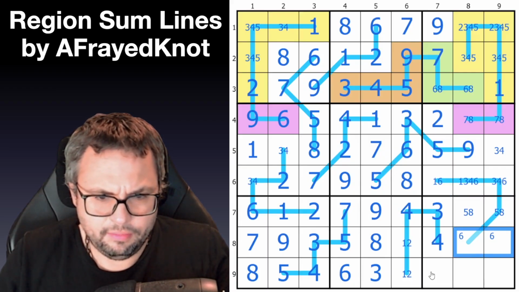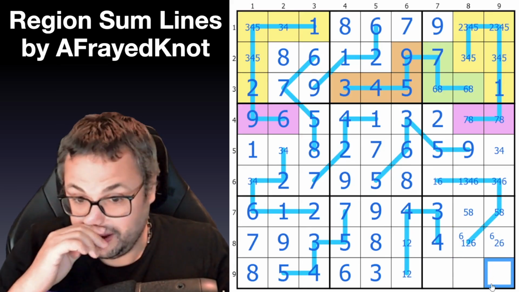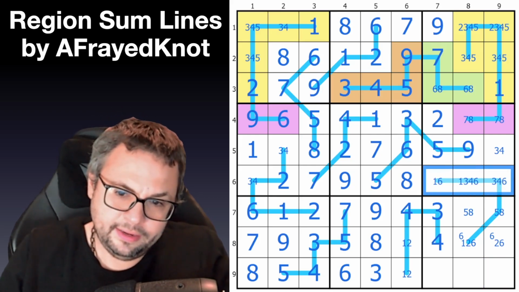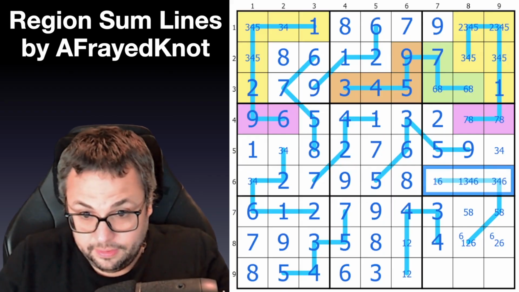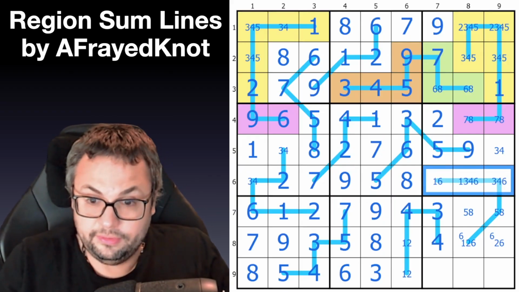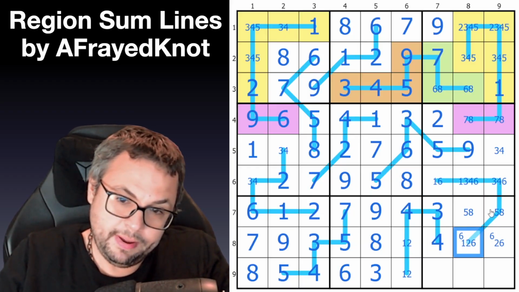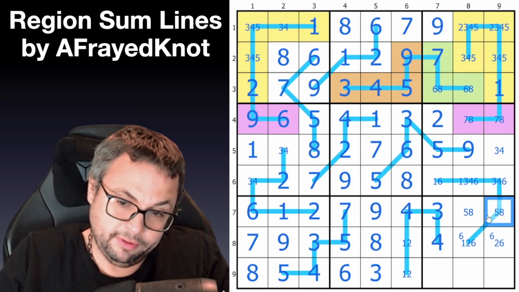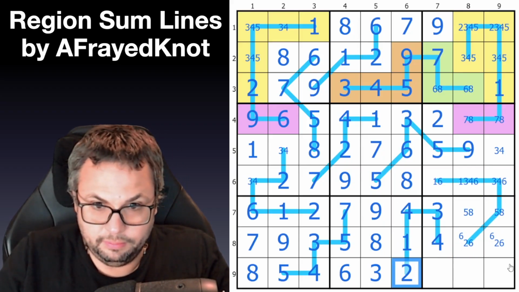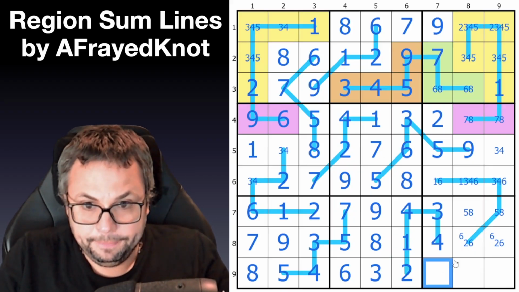These are a pair of a 1, 2, and a 6. Okay, but we said the minimum sum here is 1 plus 6 plus 3, which is 10. So this can't be a 1. If this was a 1, it would make this total too small. 1 plus 8 is only 9. So that 2, 6 pair looks over and places my 1 and my 2 over there.